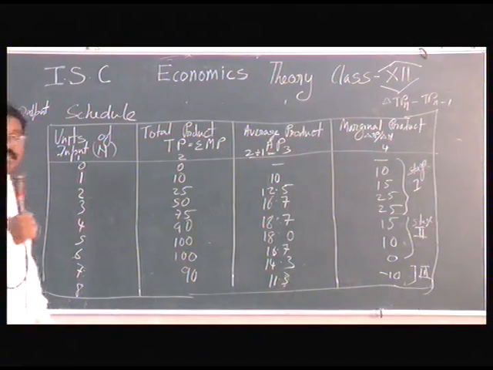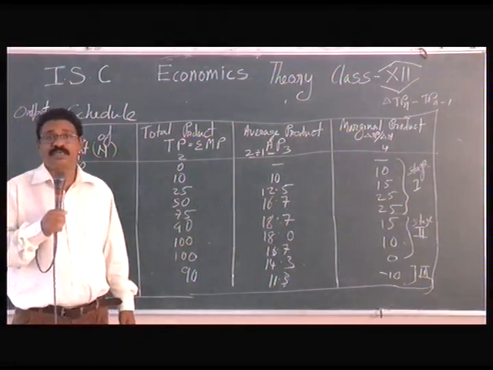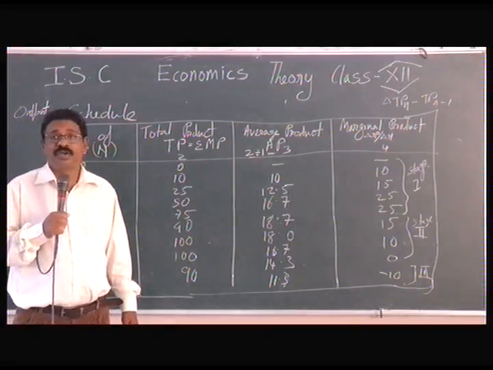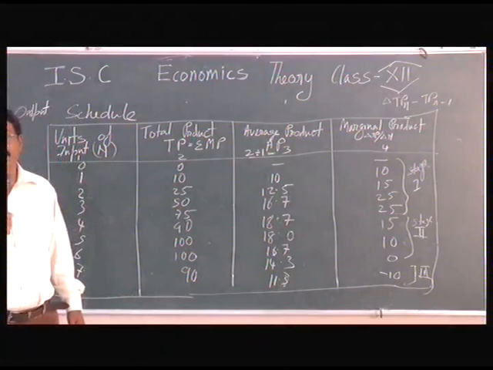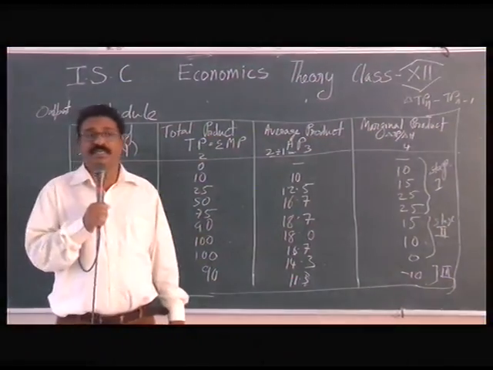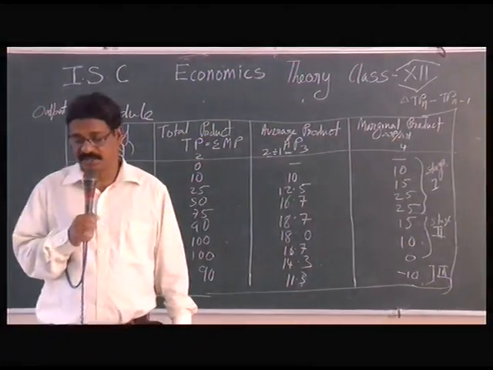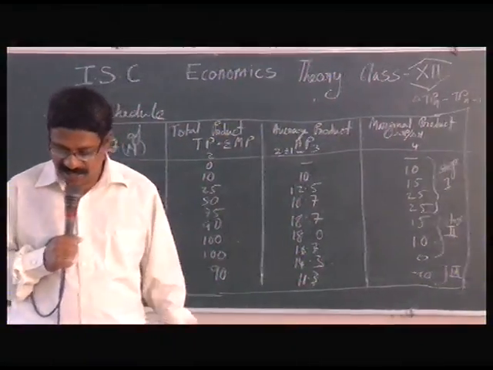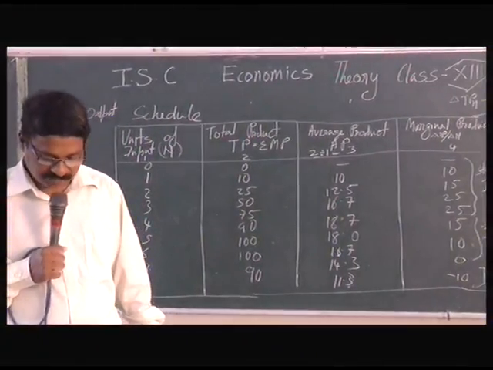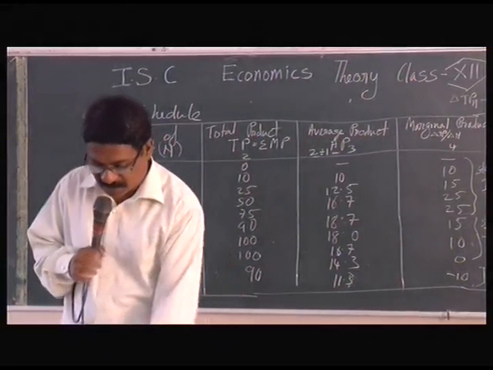The first stage is returns to a variable factor. Returns to a variable factor, the factor is labor. The first stage shows you increasing returns. The second stage shows you diminishing returns, yet still positive. And the third stage shows you negative returns. So these 3 stages can be shown in a graph. I am producing the graph on the blackboard.